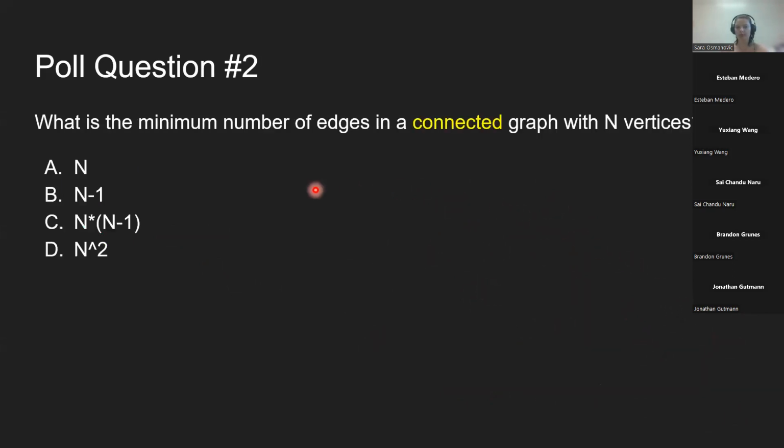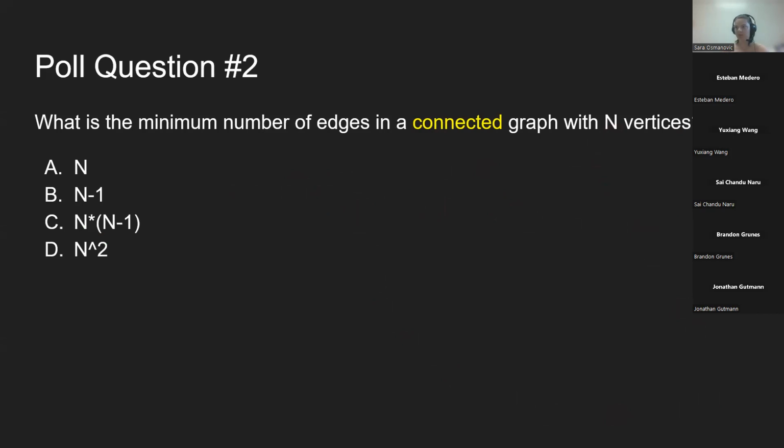Question number 2. What is the minimum number of edges in a connected graph with n vertices? Remember, a connected graph has at least one path that connects all the vertices. So if you have n vertices, how many edges will you have? Start off with small numbers. Think about a graph with 3 nodes.